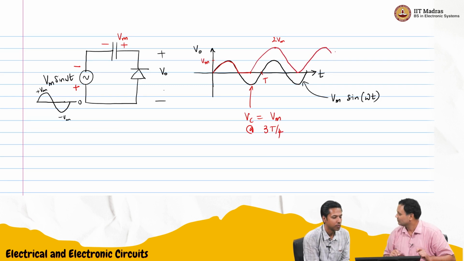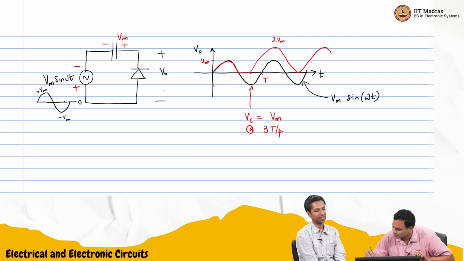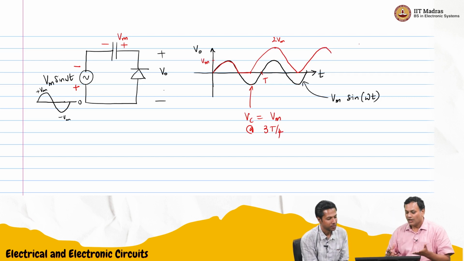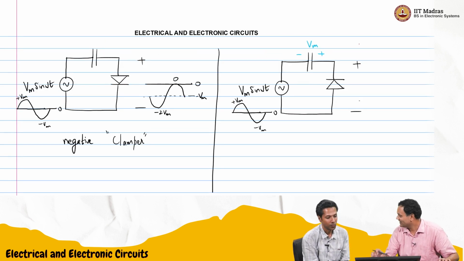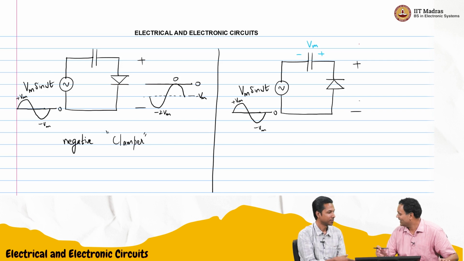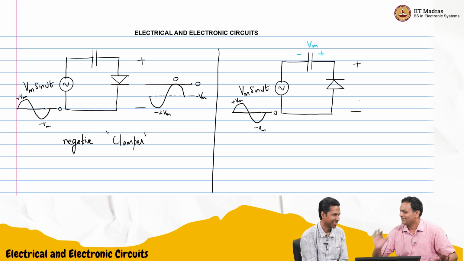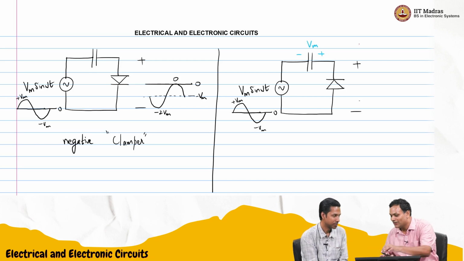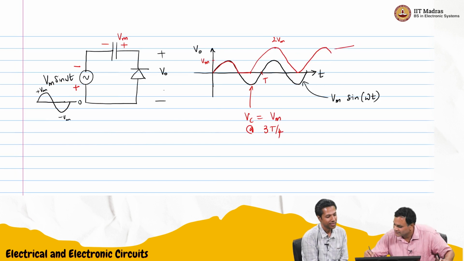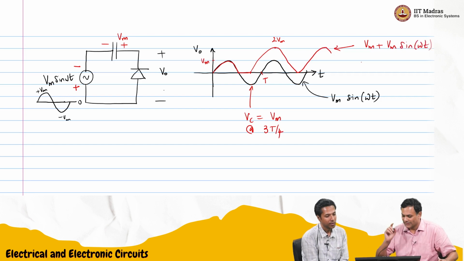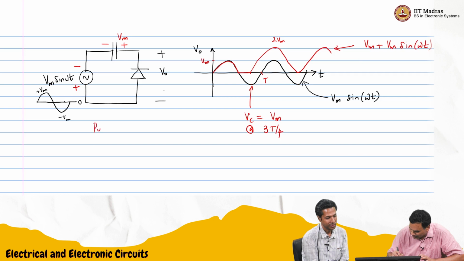If we just do something like that, and this is Vm, it becomes almost like you said right at the beginning. We see that it is getting charged to Vm. Taking KVL, after that, as long as the diode doesn't get forward biased, the voltage will always be Vm plus Vm sin omega t. So this is that voltage. This is your positive clamper.